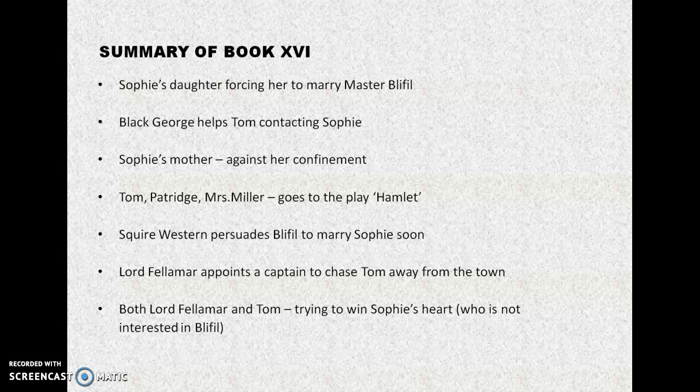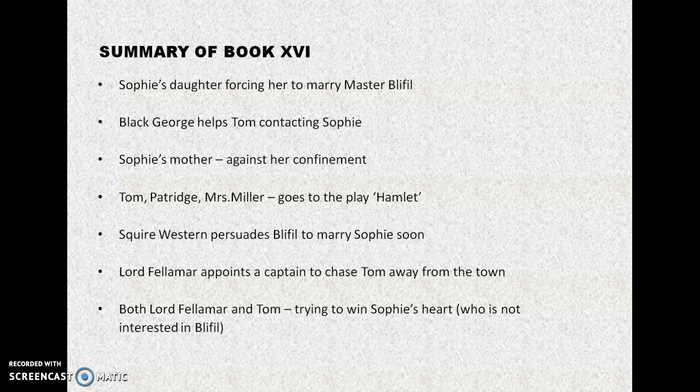mother forcing Sophia to marry Blifil. We can find Sophia requesting her father not to push her into this unpleasant marriage, but the father doesn't listen. Actually, it is Sophia's father who is forcing Sophia to marry Blifil, and Sophia's mother tries to prevent that marriage. And Black George, a friend of Tom's, helps Tom to contact Sophia by taking a note from him. In that message, Tom wishes luck for Sophia's choice.